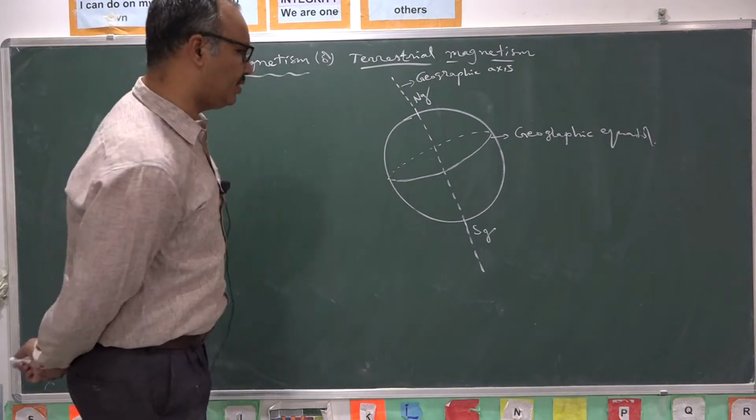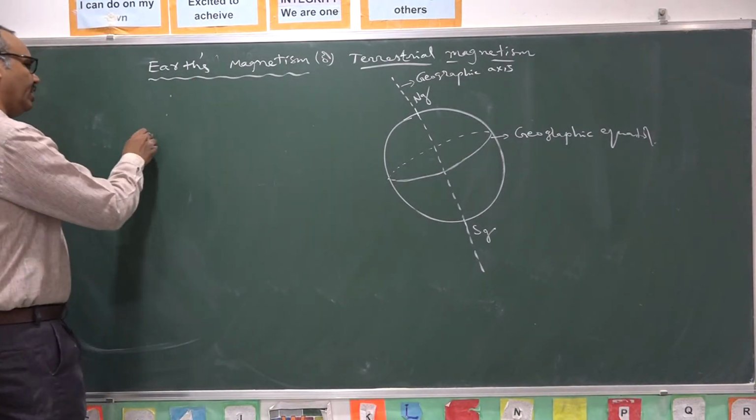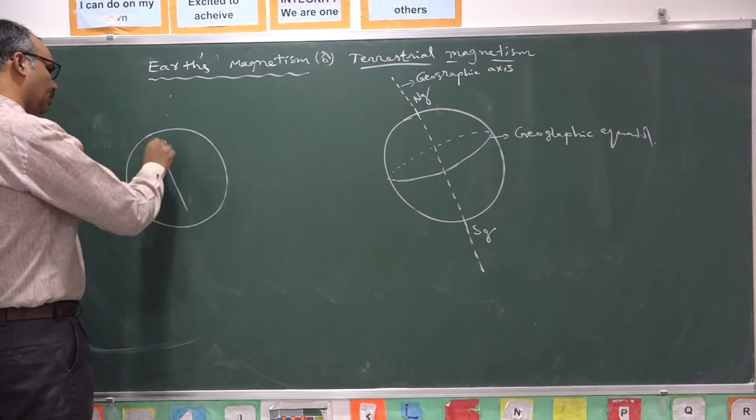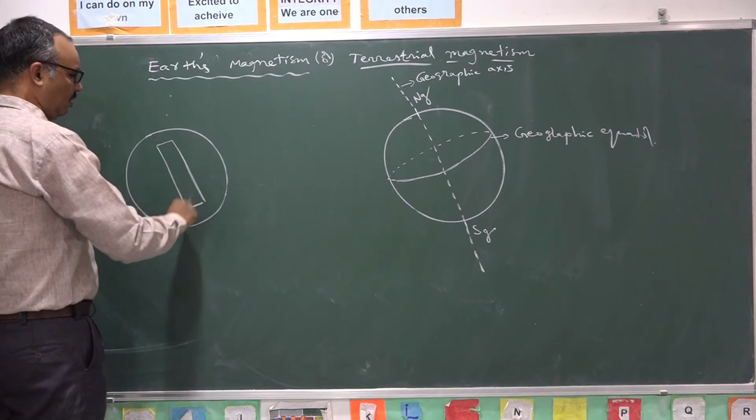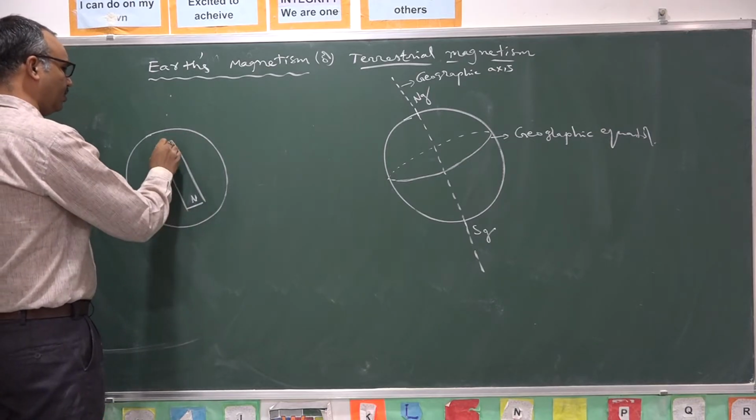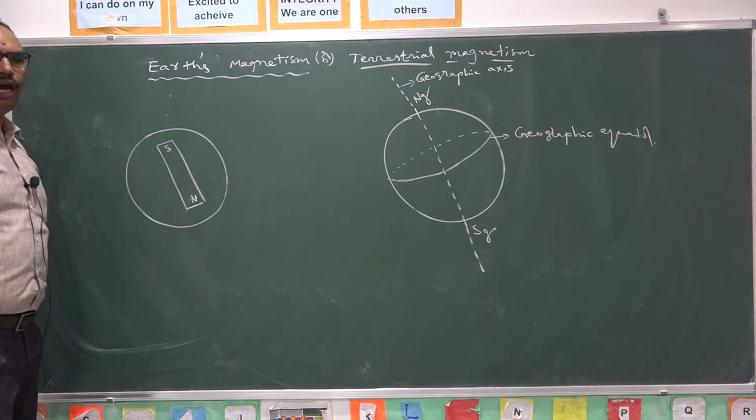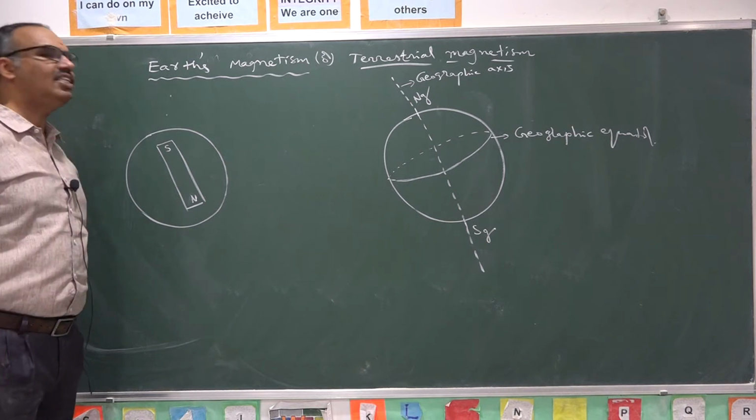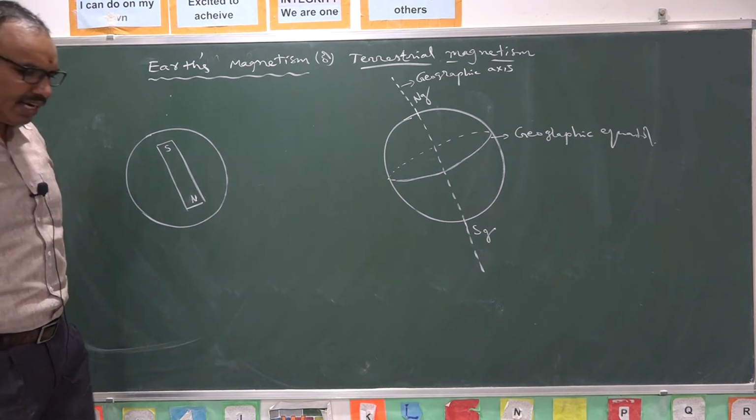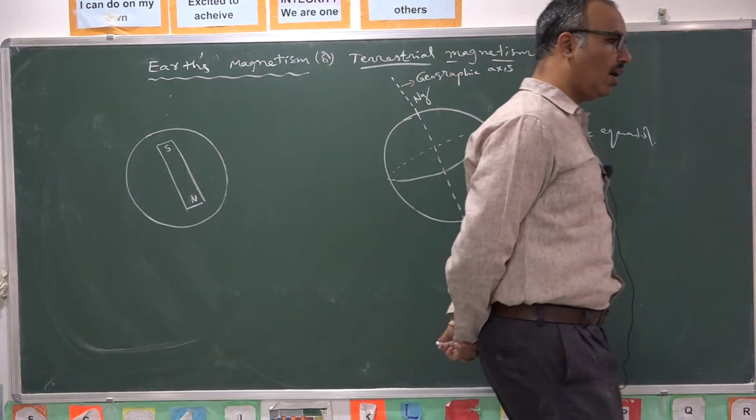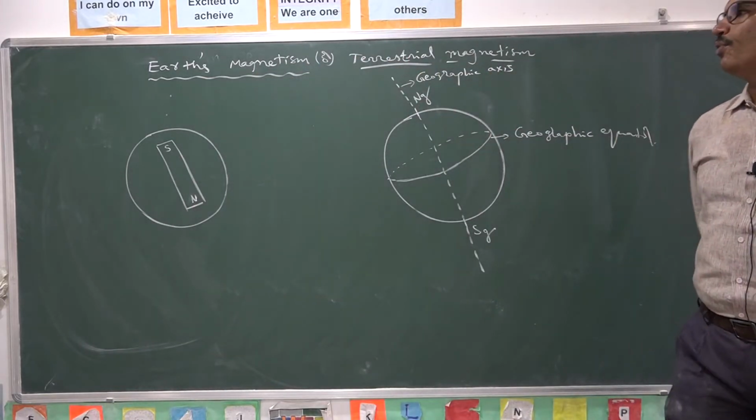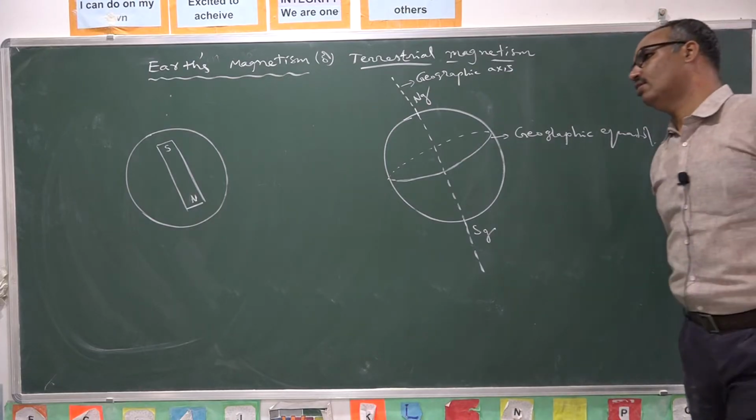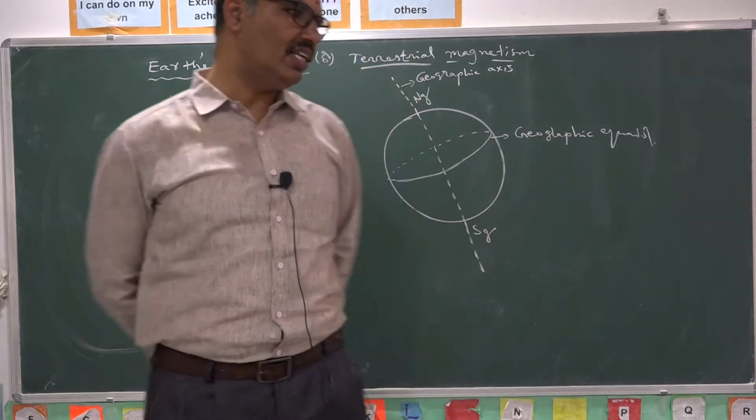In the olden days, they thought that Earth is having a very big magnet buried inside it. A very big magnet is available inside the Earth crust. Because of this reason, Earth is getting magnetism. So this was the earlier idea to explain the magnetic behavior of our Earth. But it is not correct. Why is it not correct?